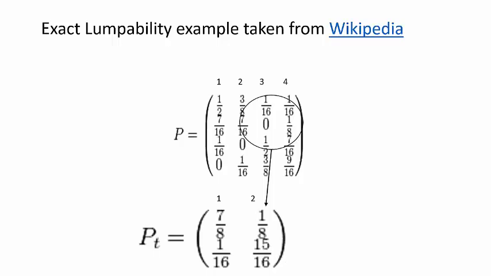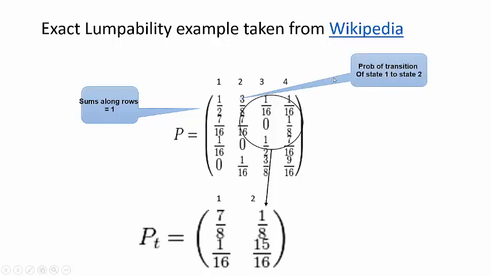Now let's look at exact lumpability, and we'll take an example from Wikipedia as shown here. Note that we start with stochastic matrices so that the sums along the rows are 1, and that the probability of a transition from state, say 1 to 2 is 3/8 here. So these are all the probabilities from going out of state 1 and must sum to 1. And the partition maps states into blocks, so that states 1 and 2 in this case are mapped to state 1. States 3 and 4 are mapped to state 2.